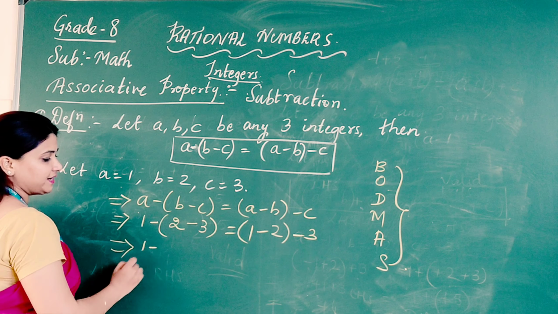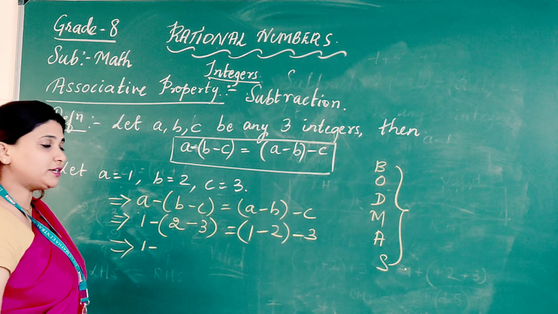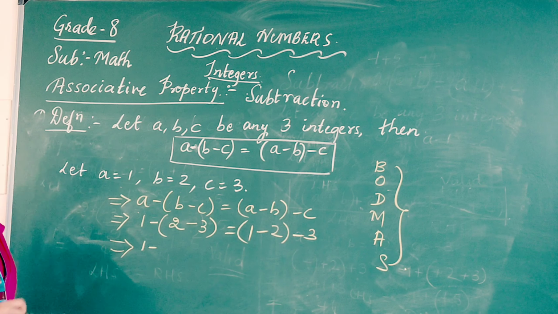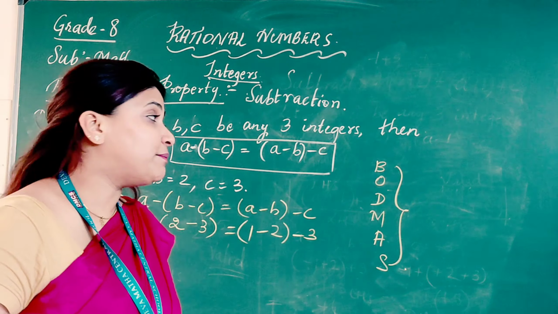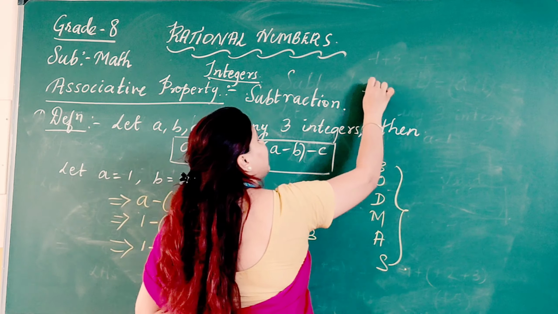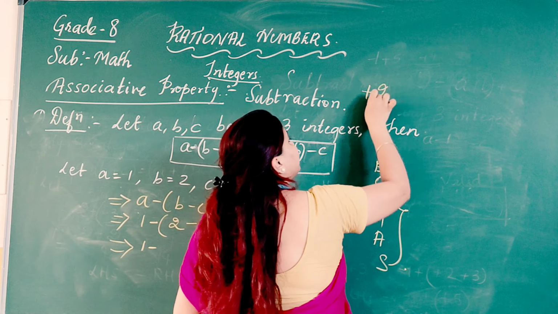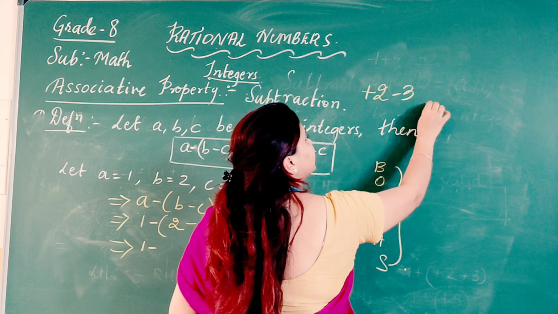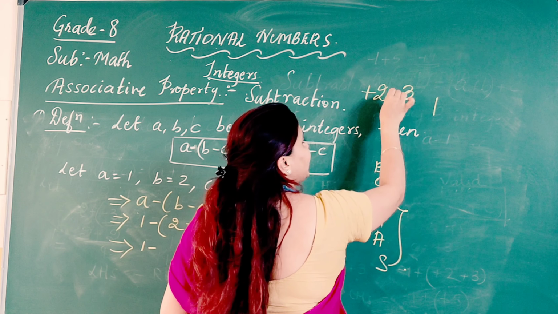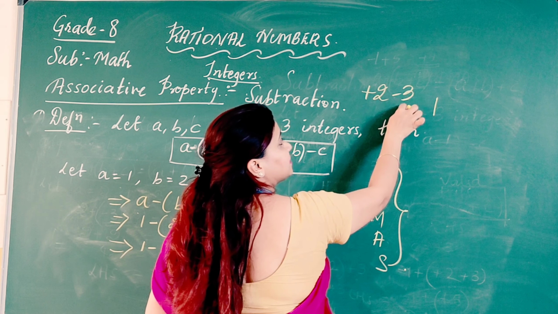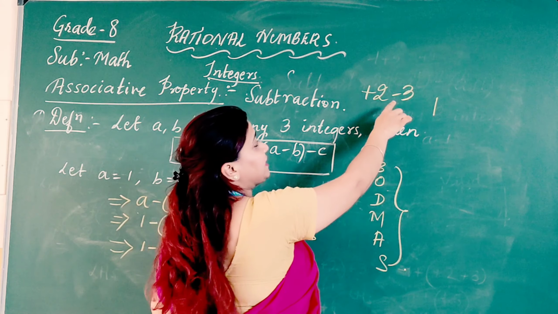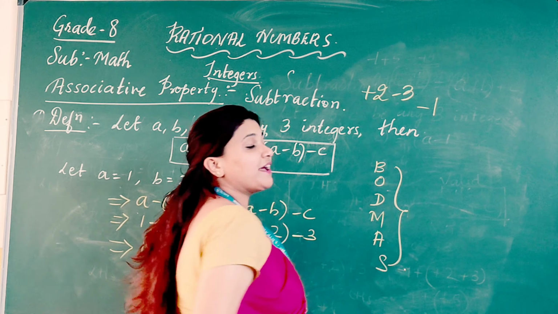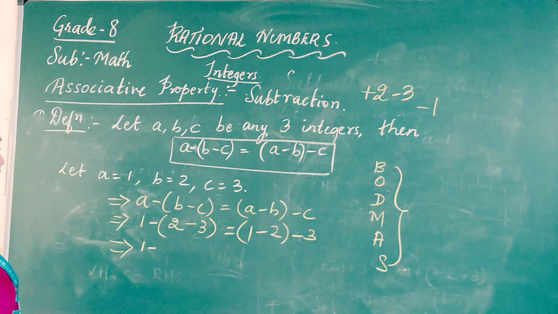So 1 minus, what is 2 minus 3? 2 minus 3 is nothing but minus 1. Why? Because it is plus 2 and minus 3. Plus and minus, you have to subtract and put the greater number's sign. Right? So what is 3 minus 2? 3 minus 2 is 1. And between plus 2 and minus 3, which is the greater? The greater number is 3, and it has a negative sign. So my answer is minus 1.